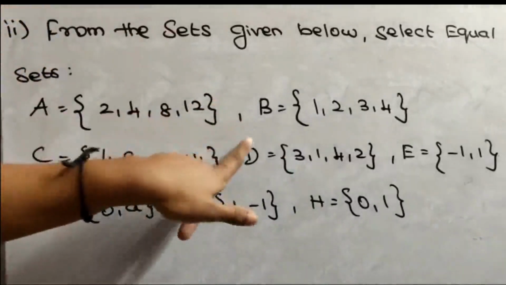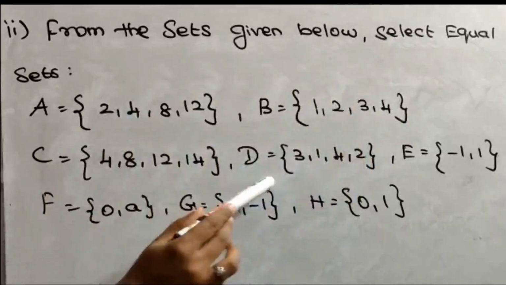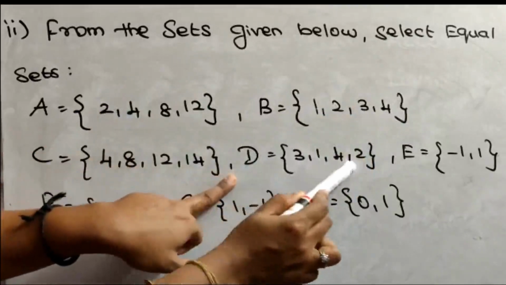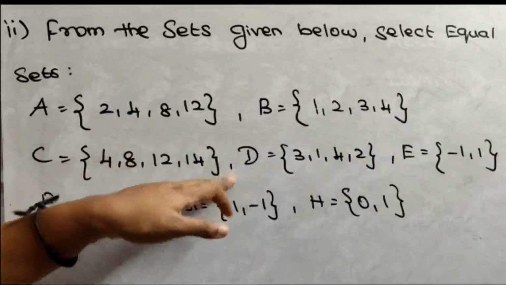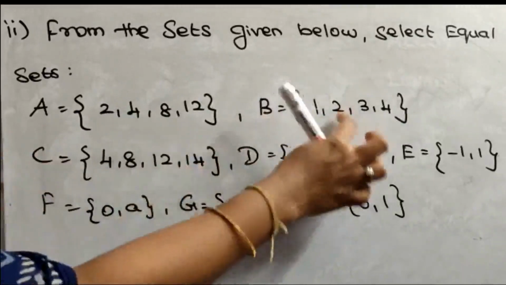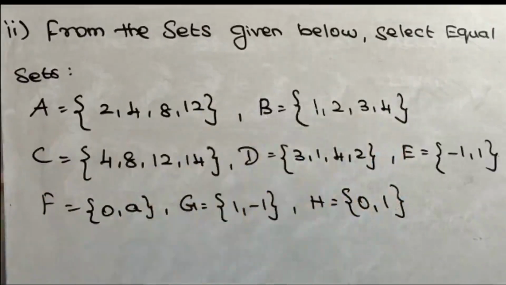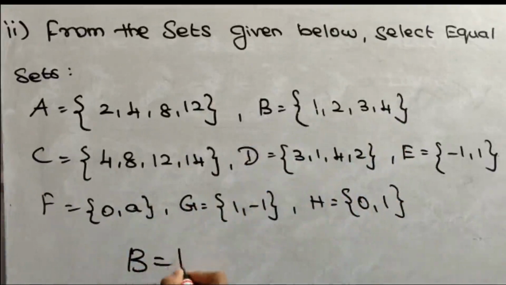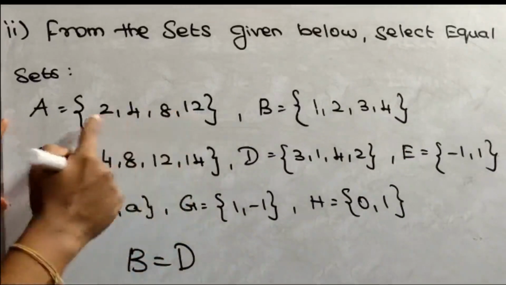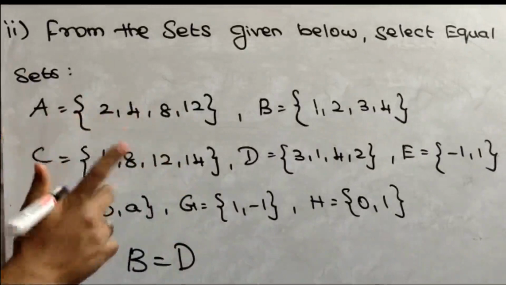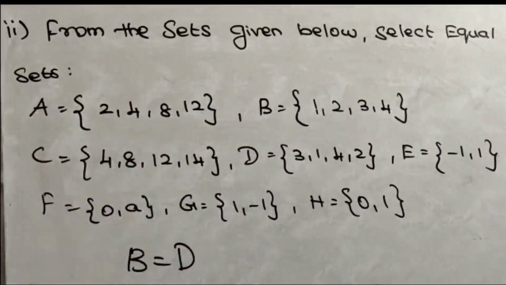Now we'll move on to the B set. 1, 2, 3, 4. See D: 3, 1, 2, 4. Only the order has changed, but the elements are the same. 1 is there, 2 is there, 3 is there, 4 is there. Therefore, B is equal to D. Now let's check whether any other sets are equal. We'll move to the C set. 4, 8, 12. 14 is not there, and here 2 is not there. Therefore, C is not equal to any other set. D, we already said D is equal to B.